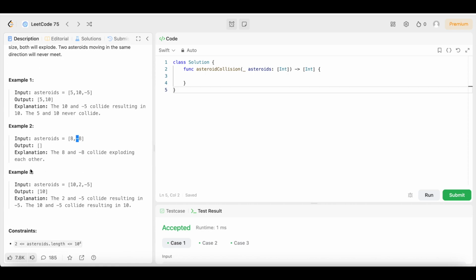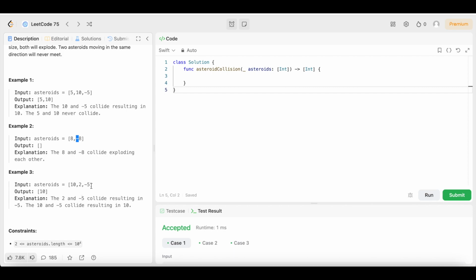So let's look at example 3. We have one more example to really drill this home. So it says input asteroids is an array of integers 10, 2, and -5. The output is 10. The 2 and the -5 collide, resulting in -5. The 10 and the -5 collide, resulting in 10.